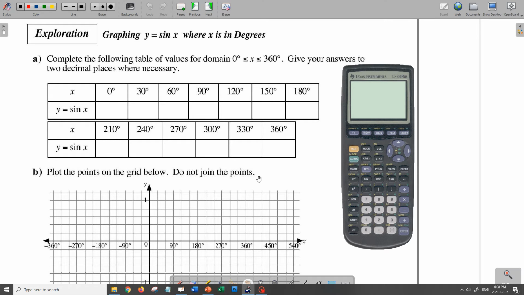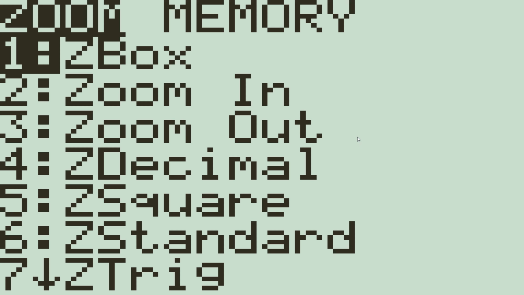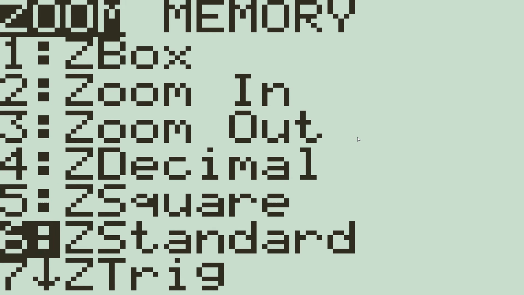Alrighty. So, trig, these TI calculators have a built-in feature. Let me just go full screen. It's going to be scary. The TI calculator has a built-in window feature for trigonometry. In fact, if you press the zoom, I think it's F3. Yep, there it is. F3, zoom. Scroll down to 7. You have a trig graph.